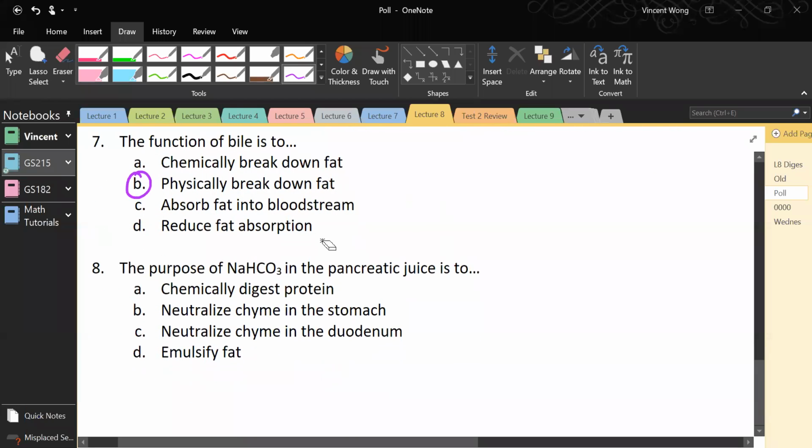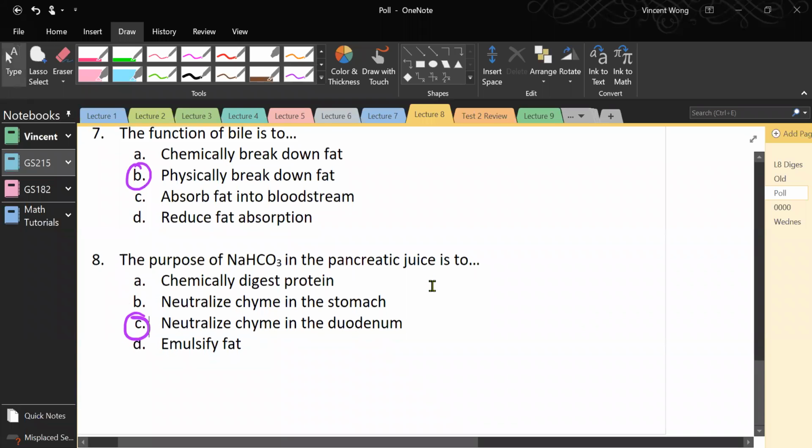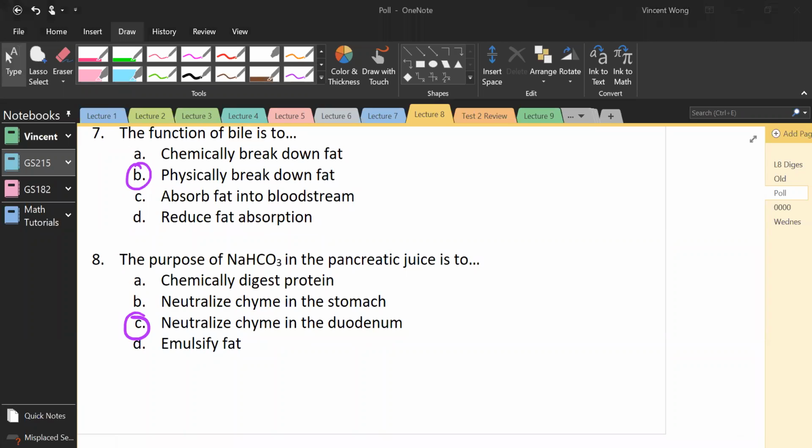Next one, the purpose of sodium bicarbonate, which I told you explicitly is from the pancreatic juice. The function of that is to neutralize the chyme in the duodenum. Okay. I hope you found these questions reasonable. These are considered to be the easier ones that you will find on the test.